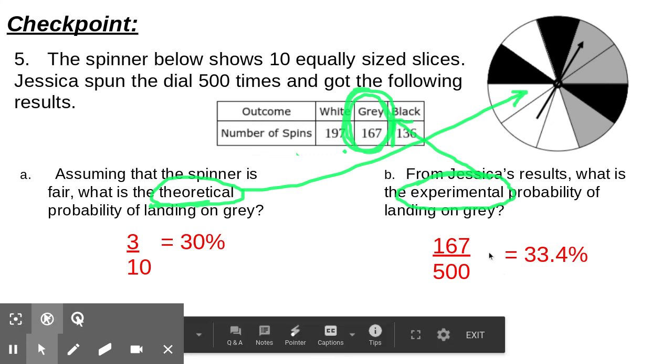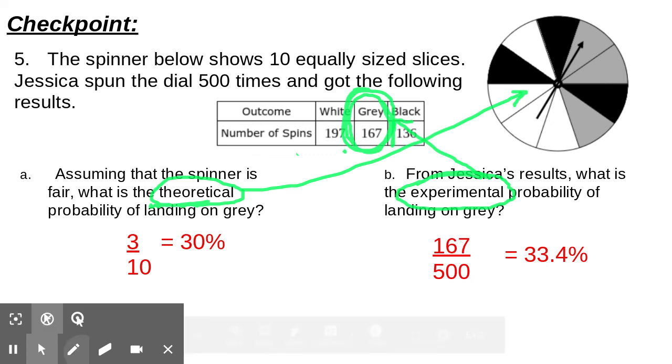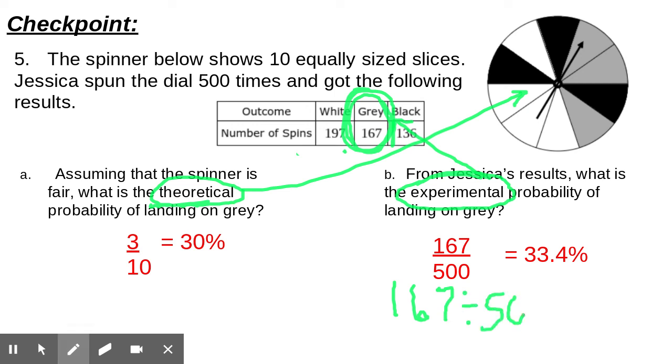Okay, you might be thinking, can I simplify the 167 out of 500? And the answer is no. Nothing will go into the 167 and the 500 evenly. But if you want to make that into a percent, you take the 167 divided by the 500, and you'll get the 33.4%.